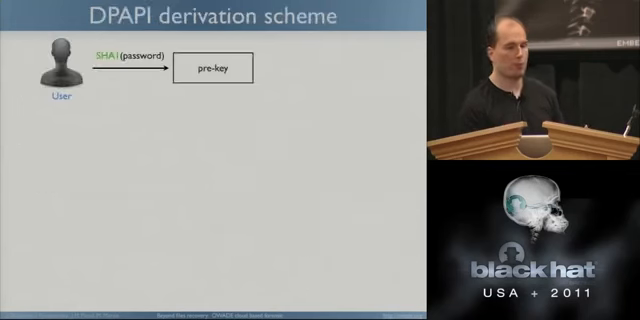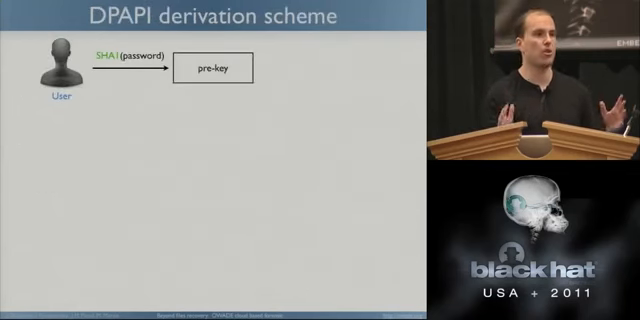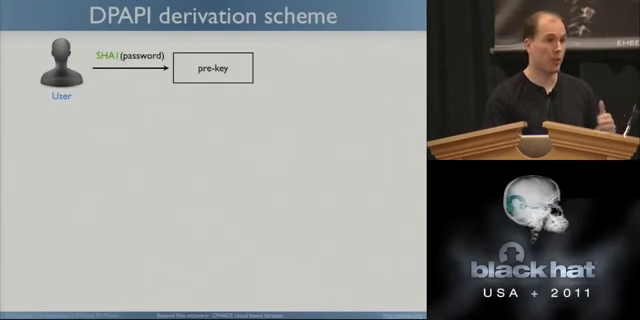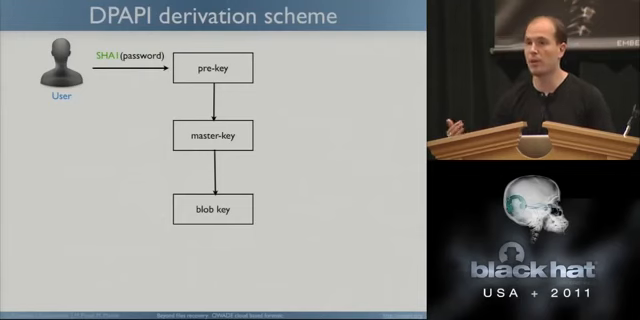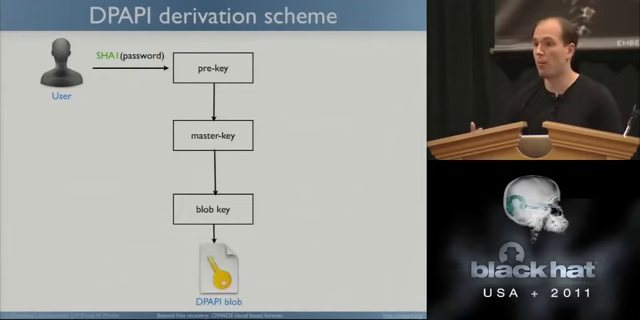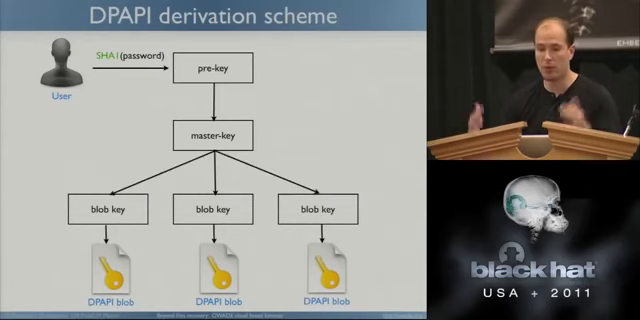How it works in practice is it's a derivation scheme. What we need is actually the SHA-1 of the password. We don't need the password itself. We need the SHA-1 of the password, which is going to be used to compute a pre-key. And these pre-keys are going to be used to decrypt the master key, which is a big chunk of 512 bits of entropy that you use to decrypt the blob key, which is going to contain your data. And then from there, we get the content of the blob, which is usually the credential you are looking for. And of course, it's applied to multiple blob keys.